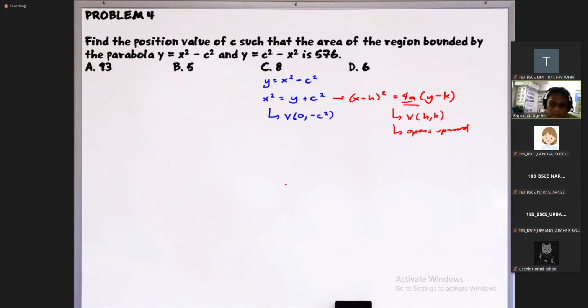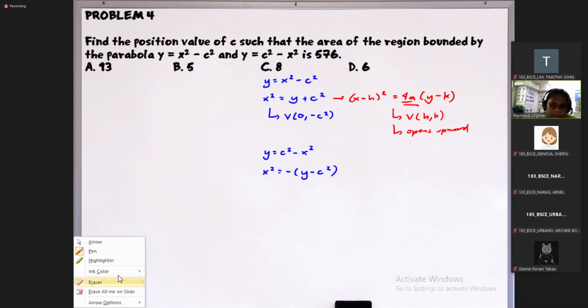Okay? Pangalawa, na kailangan nating ma-solve dito is, okay? So we have yung y is equal to c squared minus x squared. So ito yung pangalawang parabola na given. So again, rearranging this, you will get x squared will be equal to negative y minus c squared. Kasi pag nilipat ko tong y dito sa kabila, magiging negative y. Yung positive c squared, pag finactor out mo yung negative 1, magiging negative c squared.